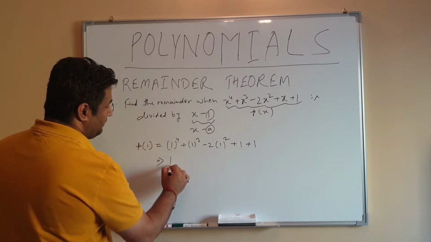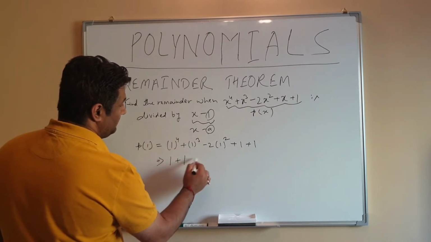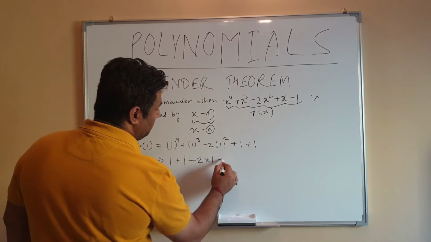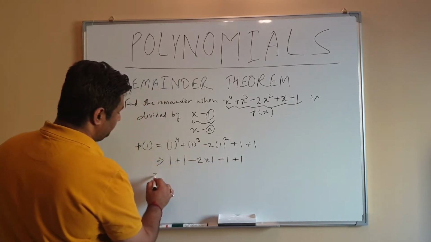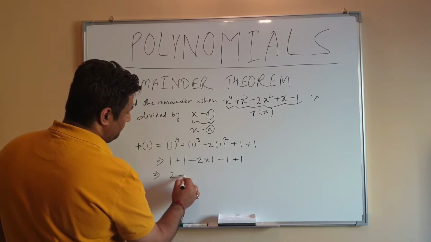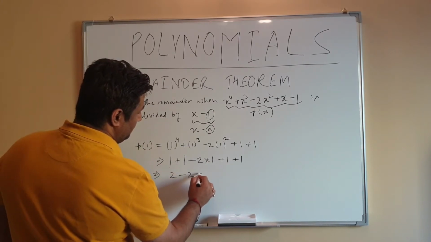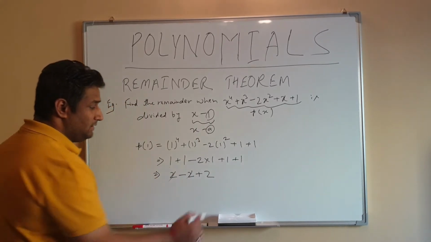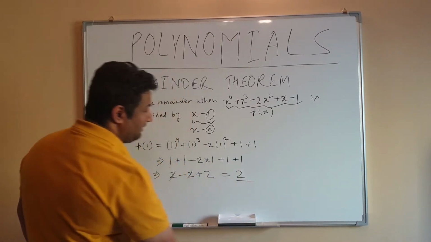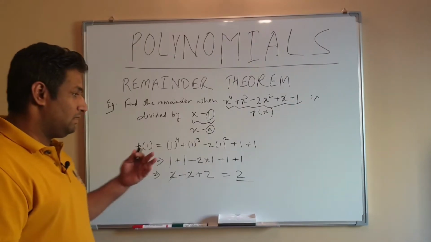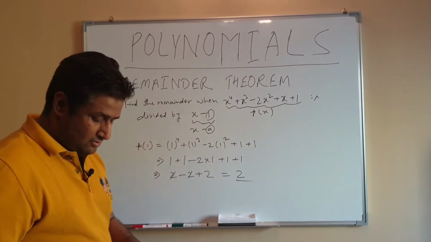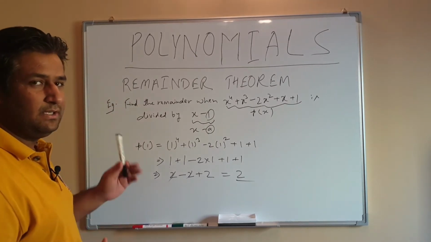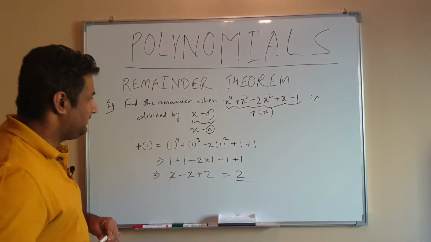So 1 raised to power 4 is 1 itself, 1 raised to power cube is 1 itself. Now negative 2 times 1 square will be negative 2 times 1, plus 1 plus 1. 1 plus 1 is 2, minus 2 times 1 is 2, 1 plus 1 is 2. So plus 2 minus 2 will get cancelled, and you will eventually get 2. So the remainder here is going to be 2, right? So that's how we apply the remainder theorem to any particular given term.